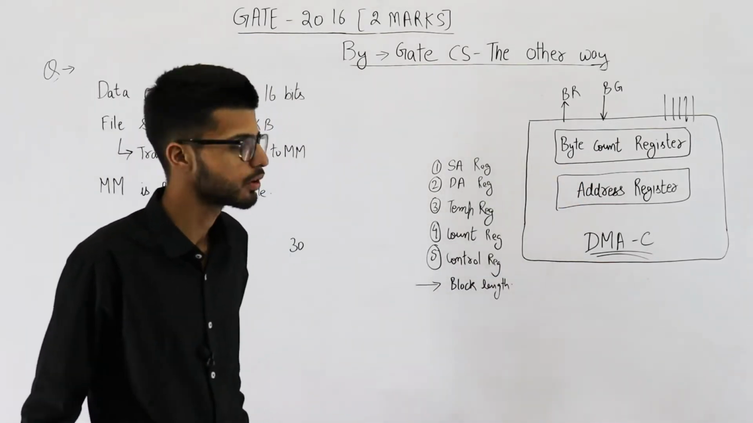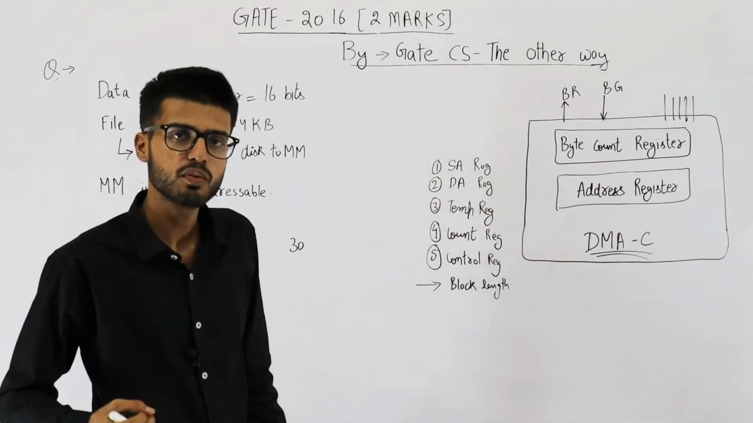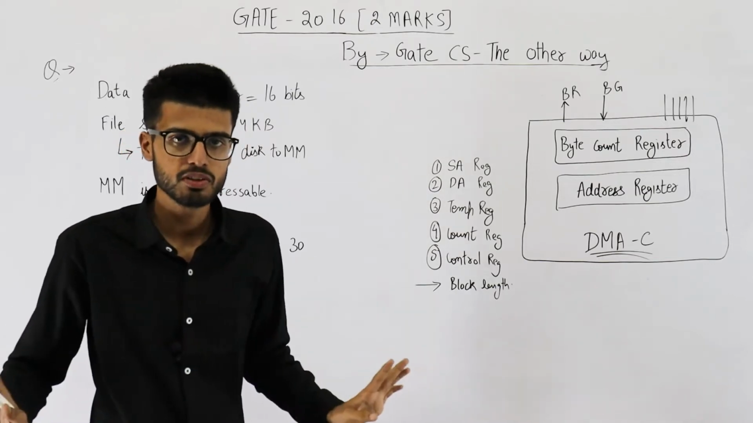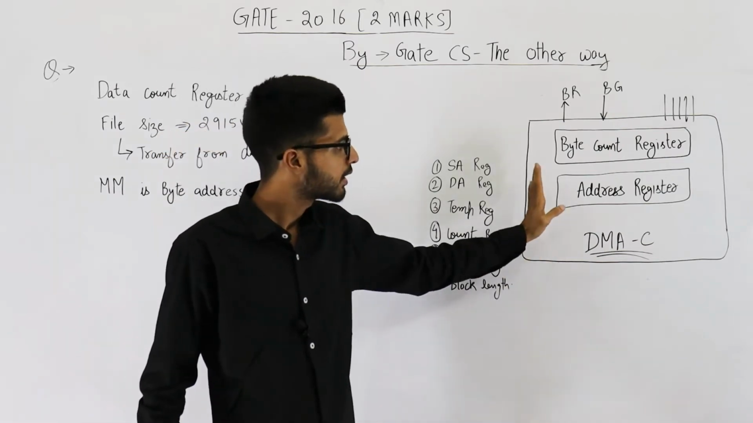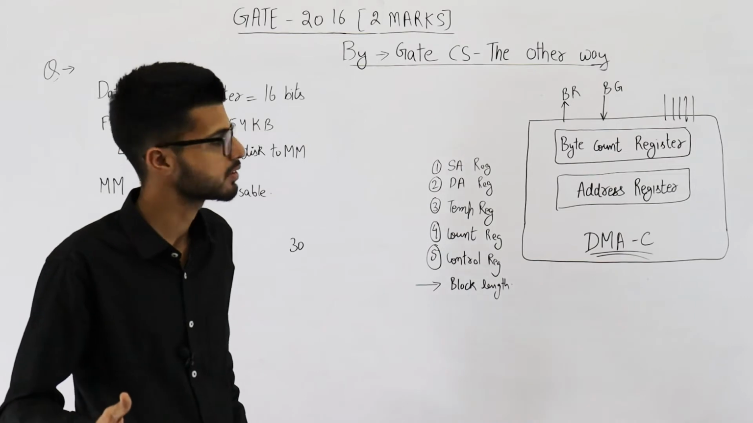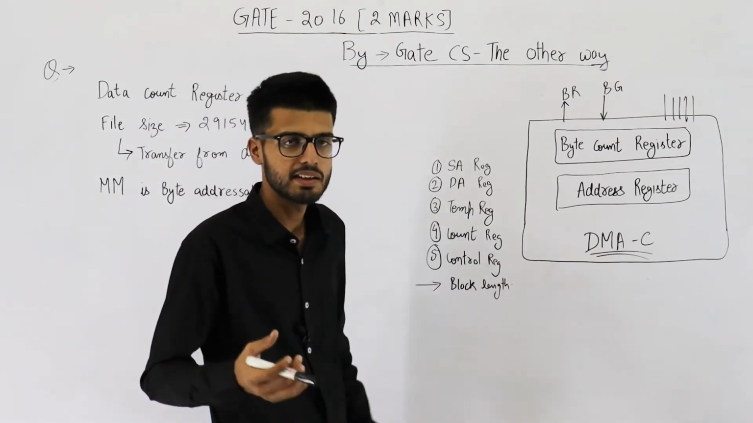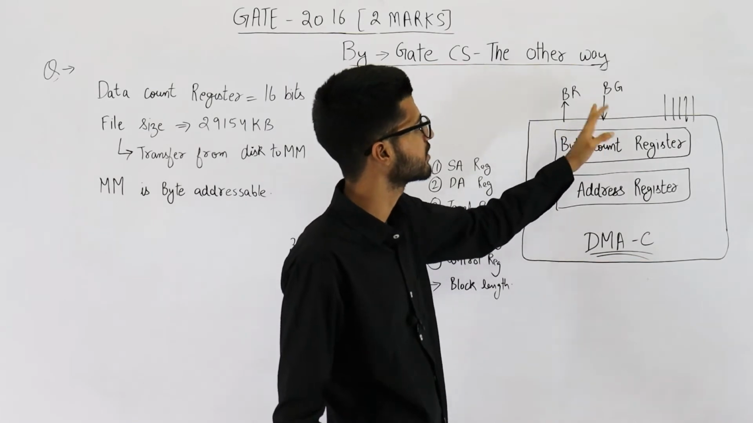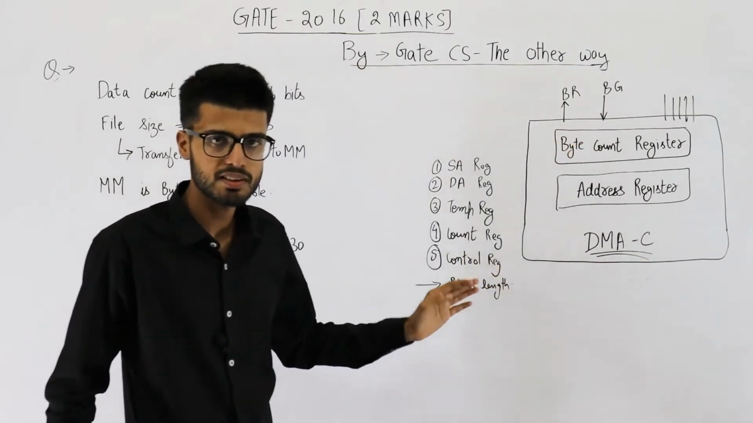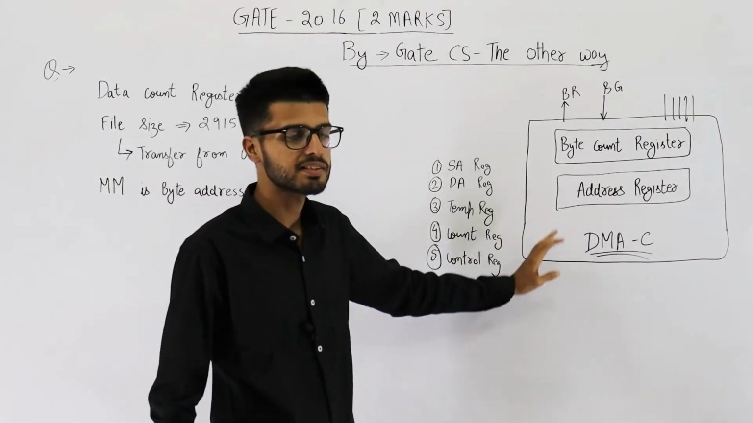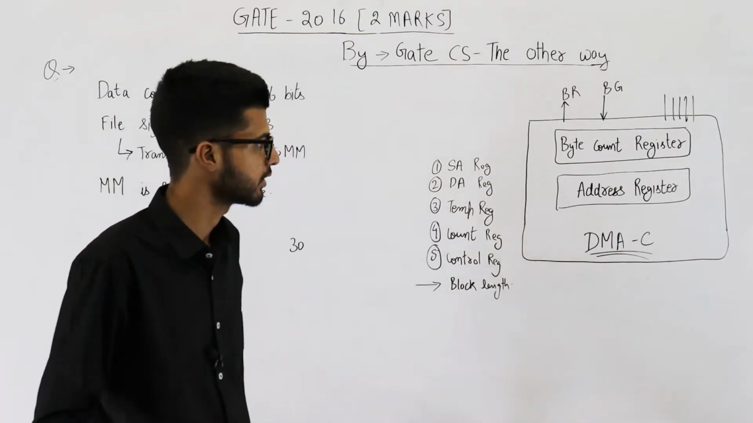What is DMA going to do? It will just ask for the access to bus. That means CPU is always the bus master. But this will ask that I need to transfer some data. So I need the bus, DMA will request and CPU will grant the bus. Now DMA is in control of bus temporarily.